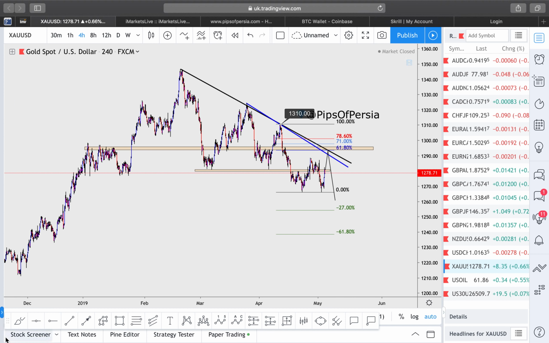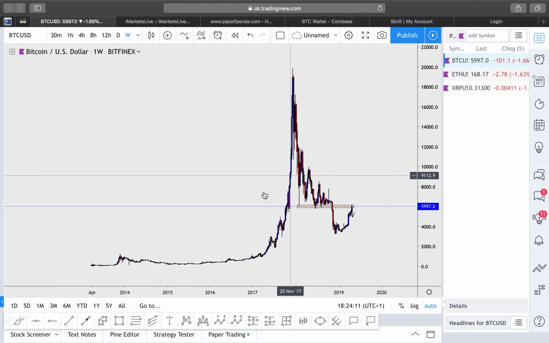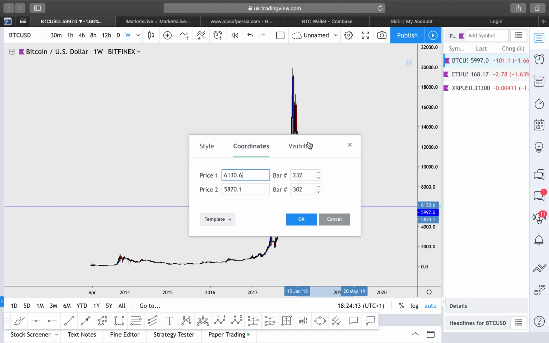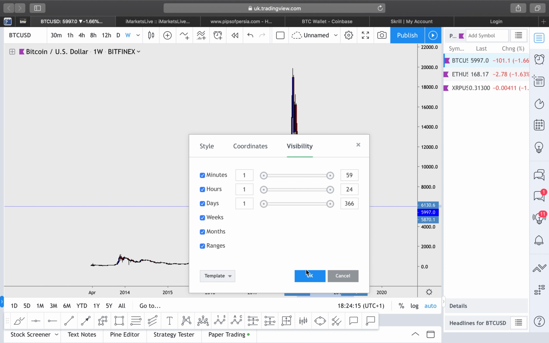Final analysis for the crypto lovers. I have been looking at Bitcoin, and what I can see on a daily time frame for Bitcoin, this is again more of an intraday perspective. For Bitcoin, let me just put the visibility on daily over here. On a daily time frame for Bitcoin, the 6,000 mark was actually tapped off.